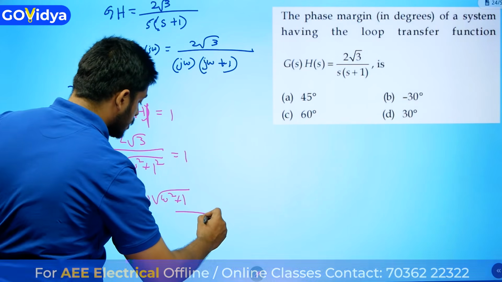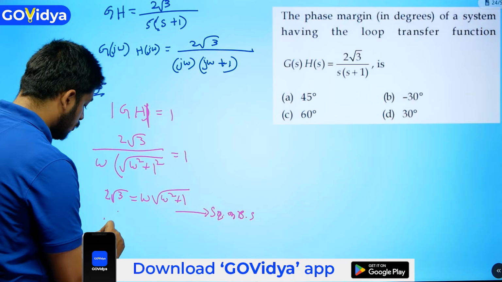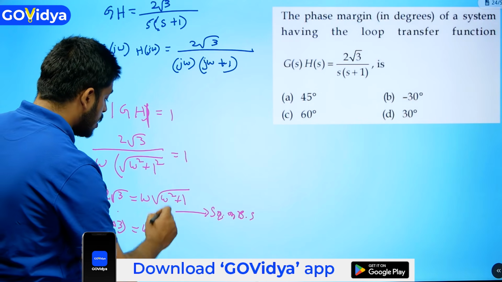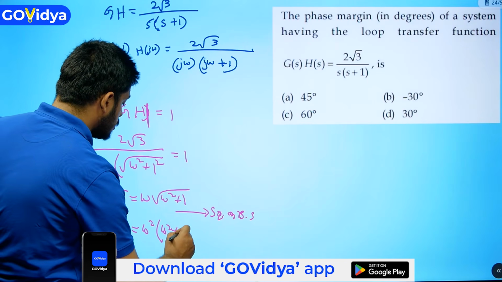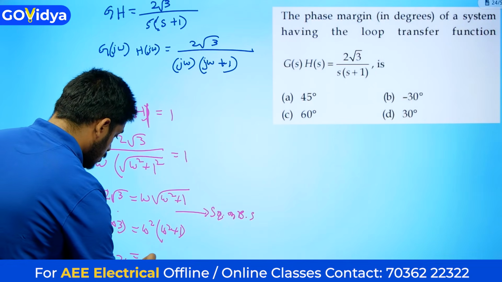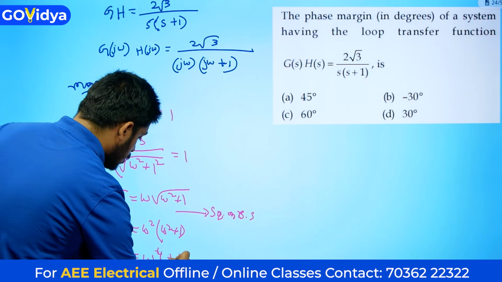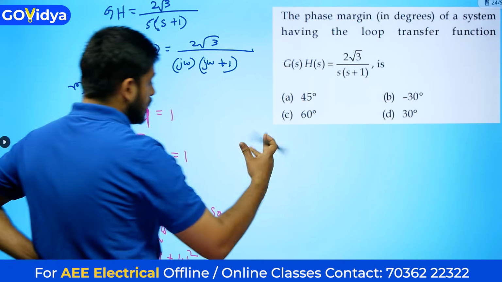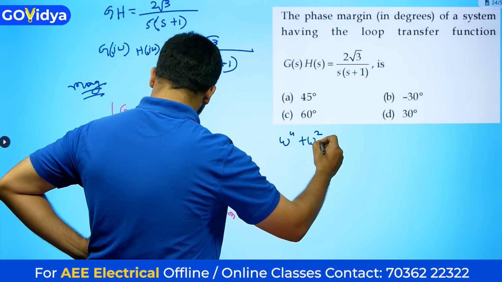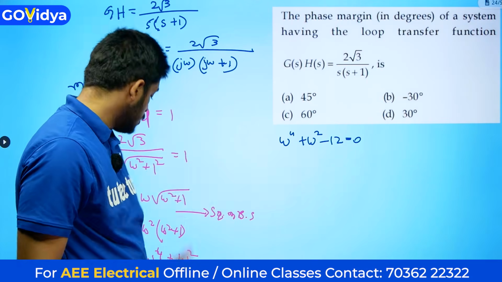Squaring on both sides: 2 squared is 4, into 3, the root goes, and this is omega square into omega square plus 1. Next, 4 threes are 12. Omega square is multiplied inside, so omega power 4 plus omega square. So resolving this, we will get omega power 4 plus omega square minus 12 is equal to 0. This is the equation which I have got from this process.